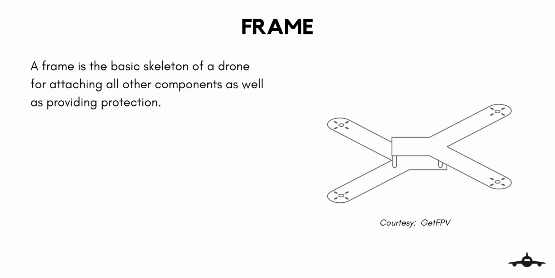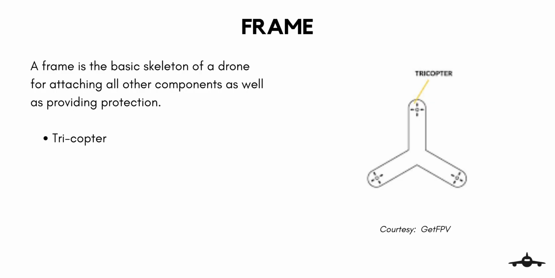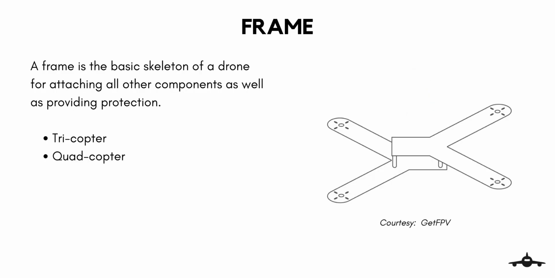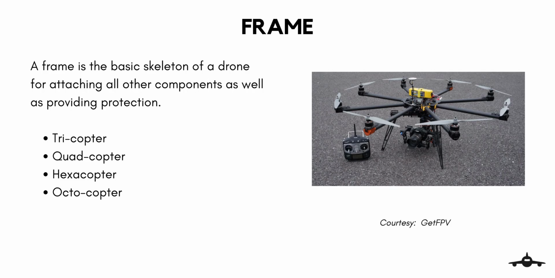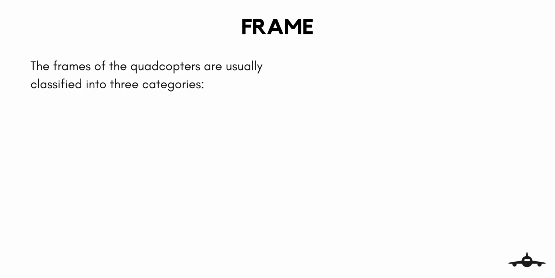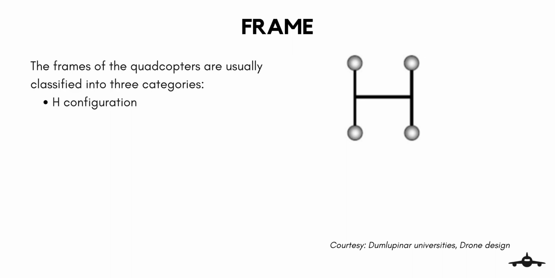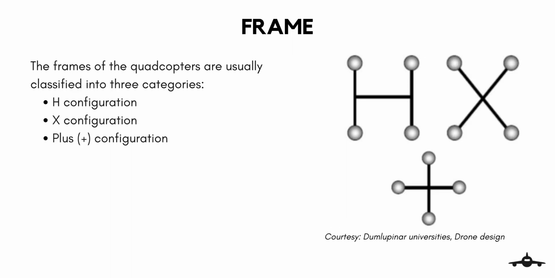Commonly known configurations include tricopter, 3 arms; quadcopter, 4 arms; hexacopter, 6 arms; and octocopter, 8 arms, and so on. Each arm is connected to a motor. The frames of the quadcopters are usually classified into 3 categories: H, X, and Plus.